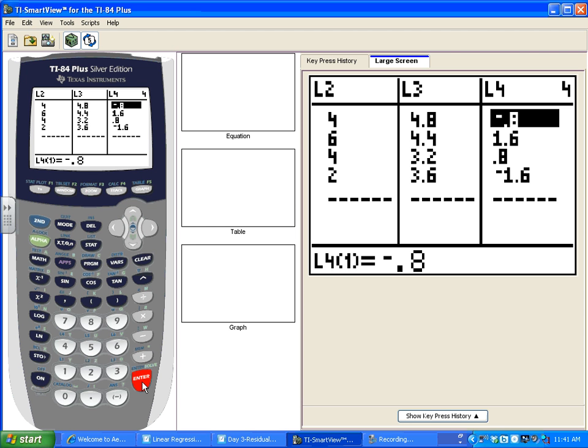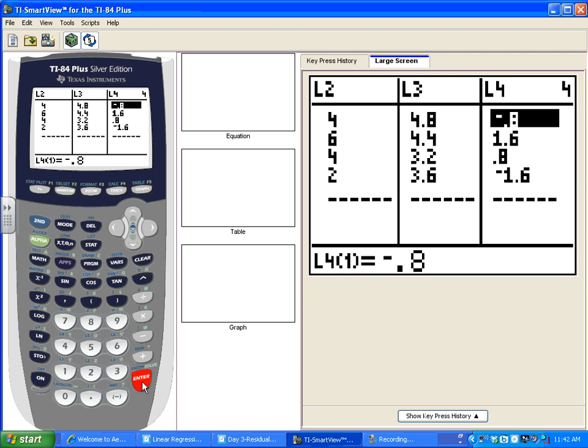I can make what's called a residual plot. Okay? So I'm going to do that right now. Do you agree with me? And here's the idea. Here are my 4 actual data pieces: a residual of negative 0.8, a residual of 1.6, a residual of 0.8, and a residual of negative 1.6.